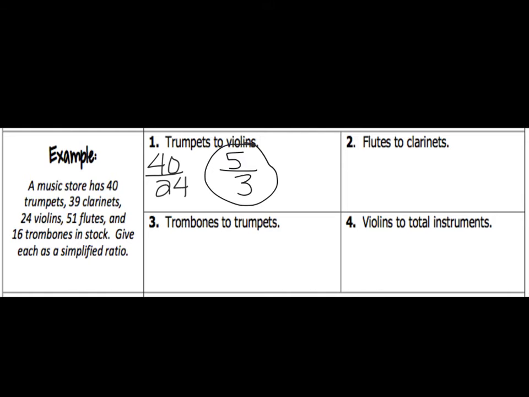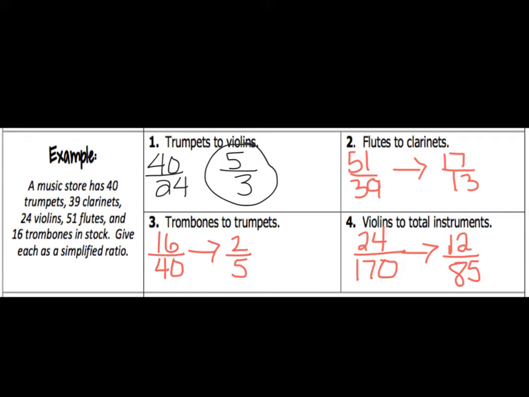Push pause and you write in 2, 3, and 4, and then let's compare answers. Flutes to clarinets, 17 to 13 after being reduced. Trombones to trumpets, 16 over 40, which reduces to 2 to 5. Violins to total amount of instruments, 24 over 170, which reduces to 12 over 85.